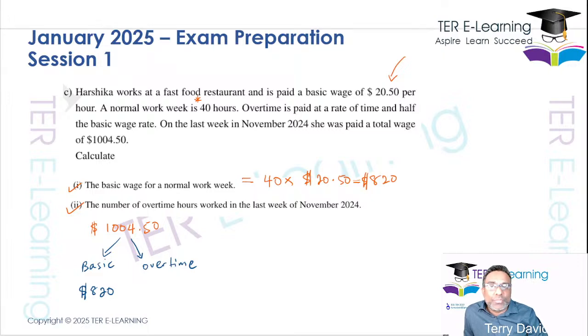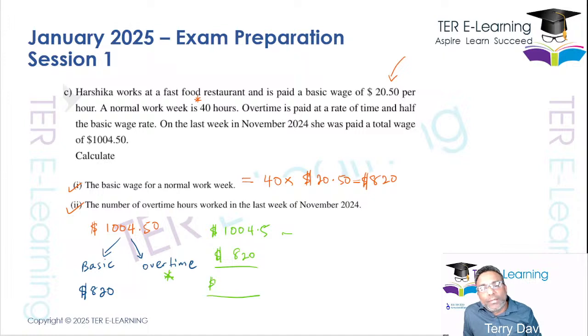So what that allows me to do here, that allows me to actually work out what is her overtime wage, right? So in this case here, what I'm going to do, I'm going to take 1004.5, and we're going to subtract the basic. So the basic in this case is 820. All right. Again, use a calculator wherever you can. It's allowed in this paper. Go ahead and use it.